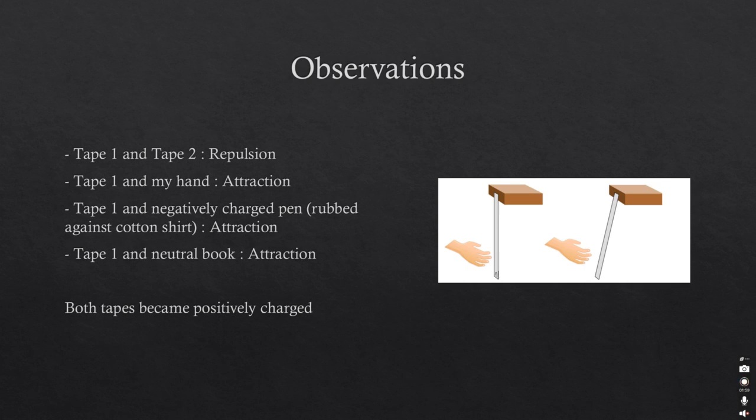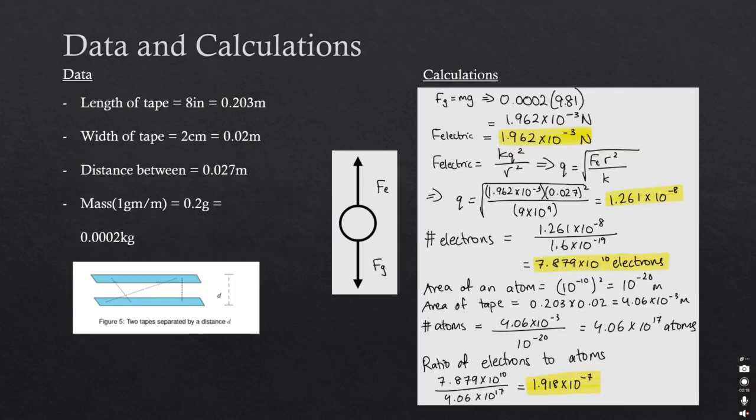Some observations I made were that tape 1 and tape 2 repelled each other. Tape 1 and my hand attracted each other. Tape 1 and a negatively charged pen, which I created by rubbing it against a cotton shirt, attracted each other. And tape 1 and a neutral book attracted. So therefore, I came to the conclusion that both tapes became positively charged.